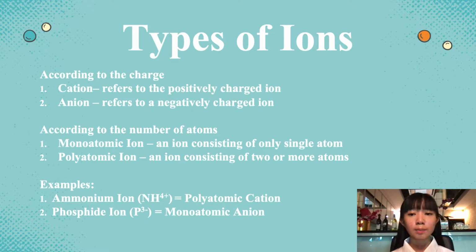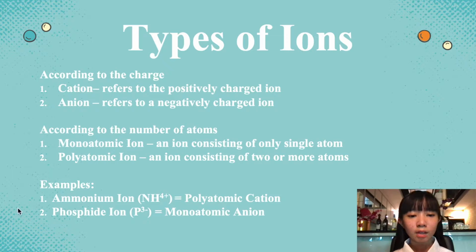And according to the number of atoms, there are two types of ions also. The first one is the monoatomic ion, which is an ion consisting of only a single atom. The second is the polyatomic ion, which is an ion consisting of two or more atoms.